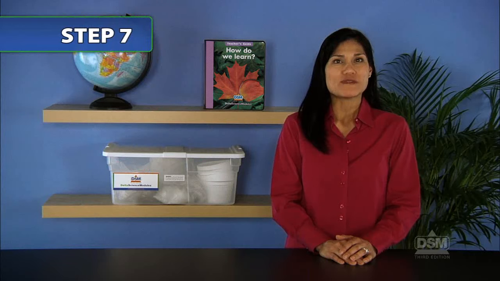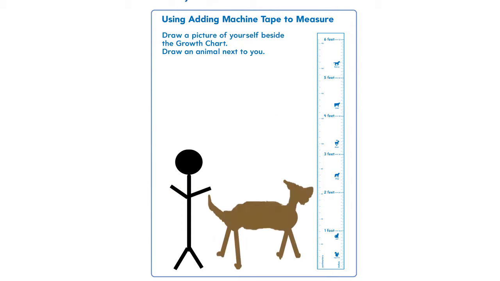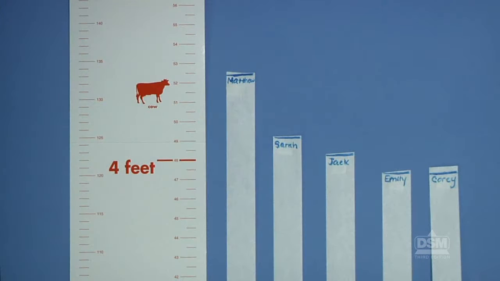After comparing the heights of students to the heights of animals, distribute Activity Sheet 8 to the class. Read the directions with the class and have students complete their activity sheets. To conclude the activity, return the adding machine tape and masking tape to the kit. Discard leftover pieces. Remember to leave the growth chart and the class height chart posted in the classroom for future use and future activities.